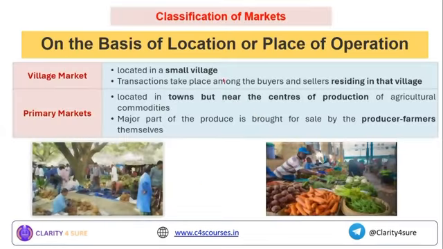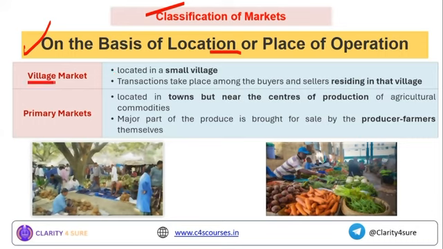So we can conclude that market is a place where buying and selling of that commodity takes place. Today we are going to see the different classifications of the markets. The first classification is based on the location or the place of operation. So let's start with our first classification.